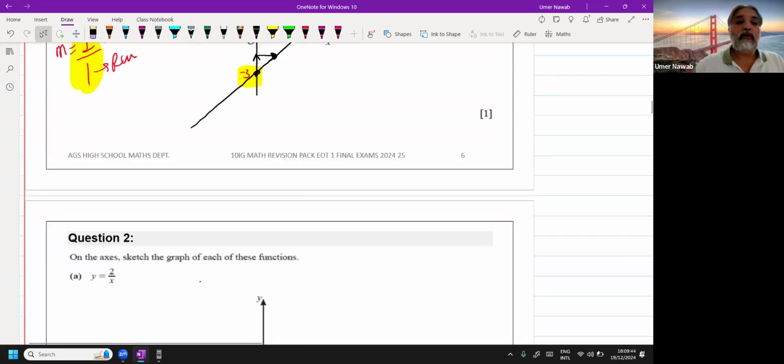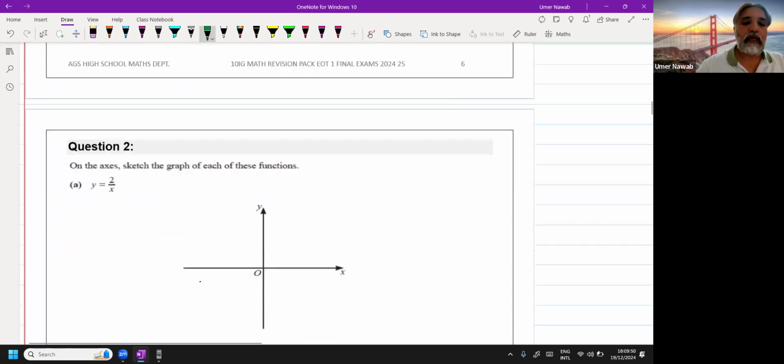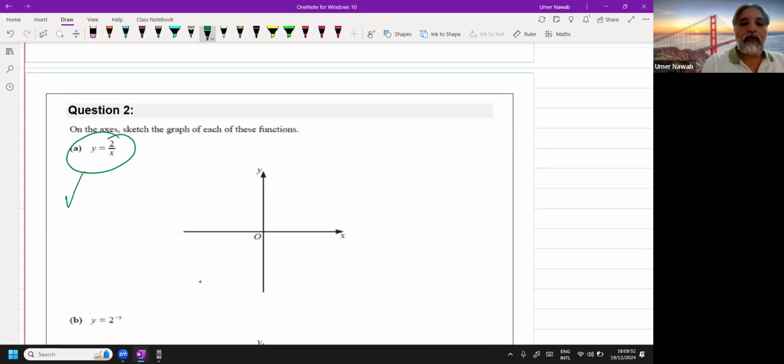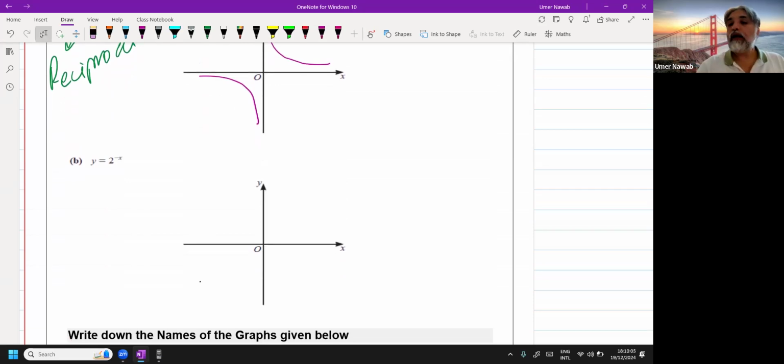Again, let me write the name of this. This one is a linear graph. Again, I gave you the reciprocal graph. It's a graph like this. Whether it is y equals 1 over x, 2 over x, 3 over x, in the same way you should draw.